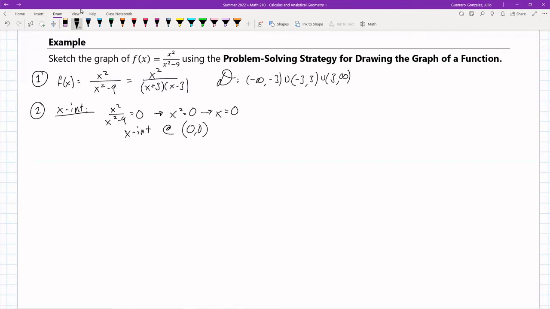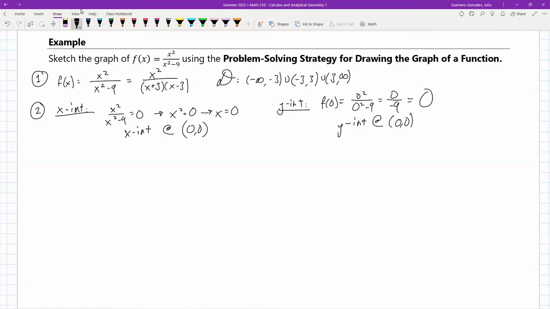Right? Y-intercept. That means the x has to be 0. So I have to do f of 0. 0 squared over 0 squared minus 9. This is 0 over negative 9. That is 0. So the y-intercept just so happens to be our x-intercept. 0, 0. We're good to go.